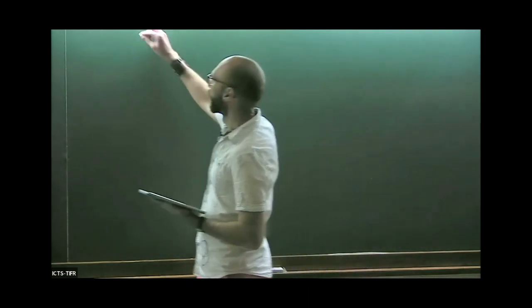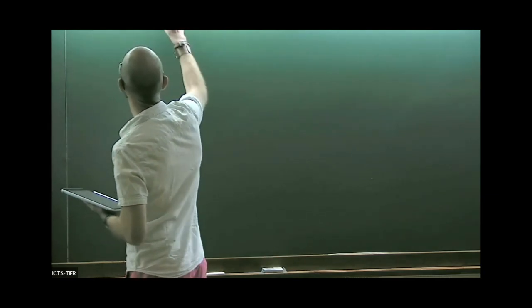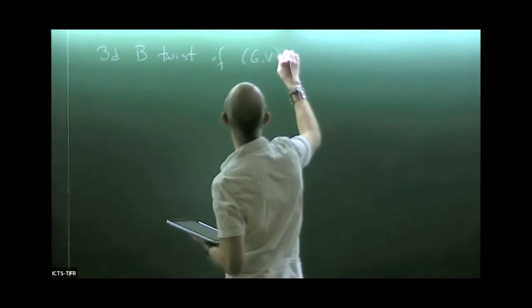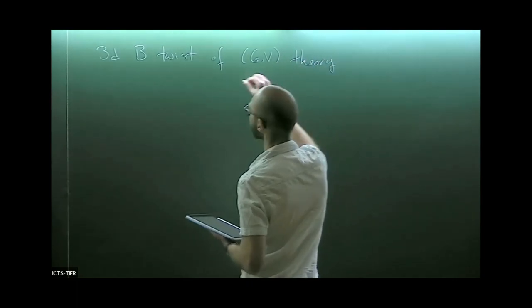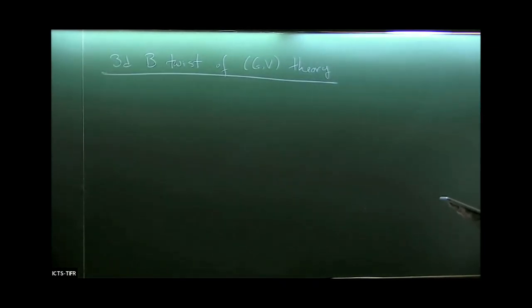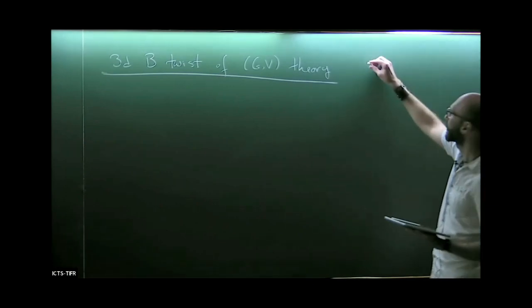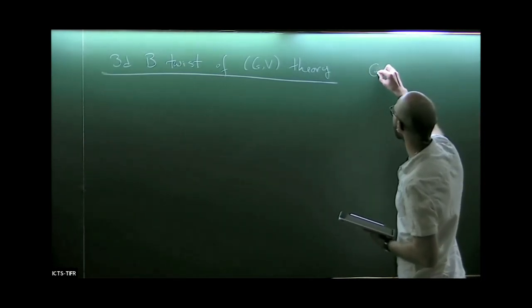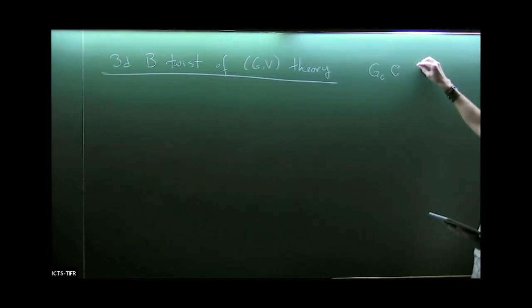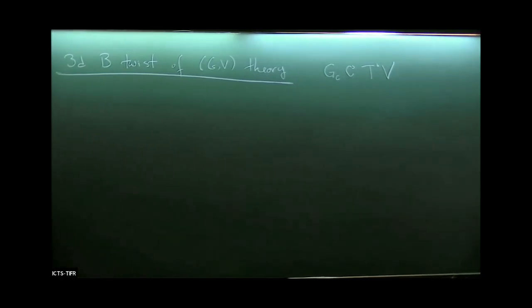So I didn't say much about the B side. I talked about the A side last time. So let me fill in a little gap. There are two intuitively useful perspectives on the B twist of a theory with gauge group G and representation V. Let me remind you what I mean. The physical data is a compact group that's acting on a quaternionic representation T star V. That's the notation, and G is the complexified group, which acts symplectically.